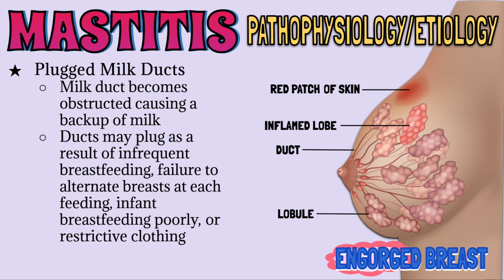There could be an obstruction in the milk duct due to an infrequent breastfeeding schedule or failure to switch breasts between feedings. So say for example, the woman is only using her left breast to feed. Milk will build up and pool in the right breast as a result of poor emptying. This built up milk will eventually begin to clump and clog the milk ducts. Another cause could be that the infant is breastfeeding poorly, or the woman may be wearing restrictive clothing that puts pressure on the breast, which decreases the flow of breast milk.